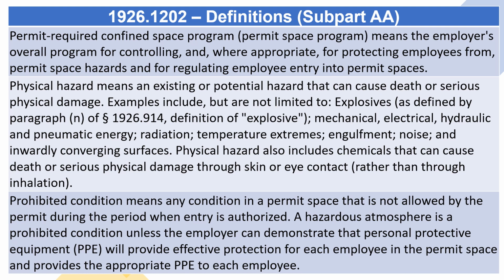Physical hazard also includes chemicals that can cause death or serious physical damage through skin or eye contact, rather than through inhalation. Prohibited condition means any condition in a permit space that is not allowed by the permit during the period when entry is authorized. A hazardous atmosphere is a prohibited condition unless the employer can demonstrate that personal protective equipment, PPE, will provide effective protection for each employee in the permit space and provides the appropriate PPE to each employee.